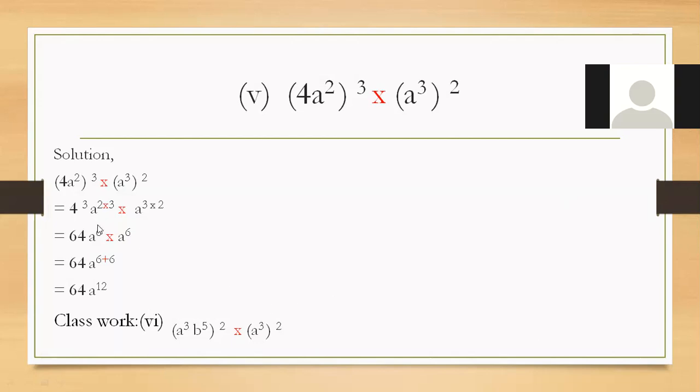Sir, where did the 3 on top of 4 come from? Look, this bracket. Whole bracket means this is the cube of 4 also. This is the cube of a square also. Bracket means whole is whole. This 3 is the power of 4 also. 3 is the power of a square also. Understood?